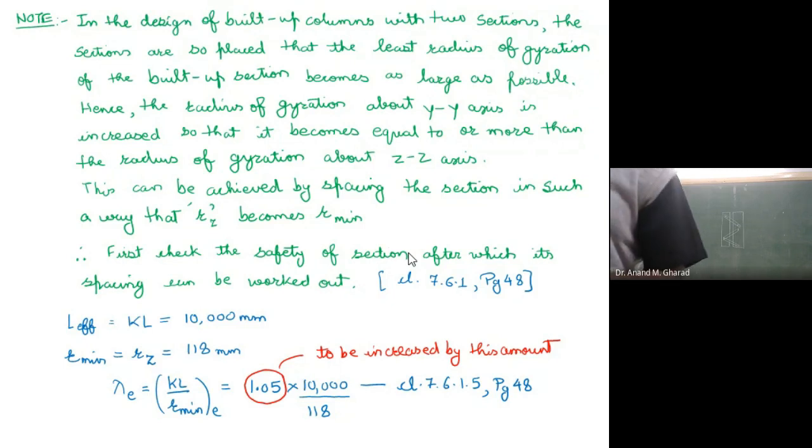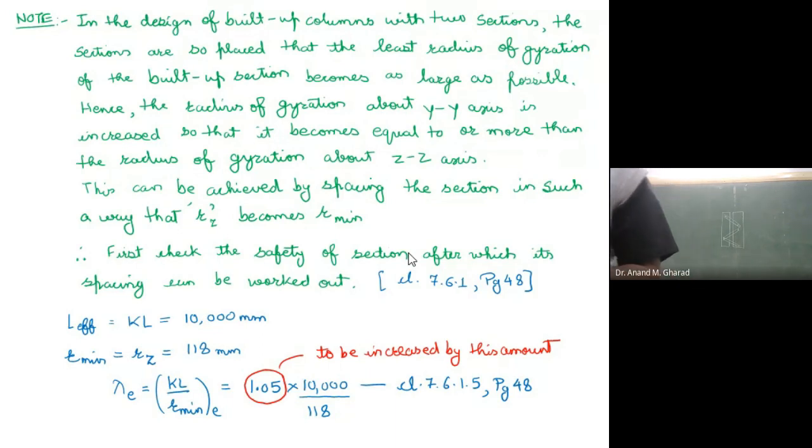Members comprising two main components, laced and tied, should, where practicable, have a radius of gyration about the axis perpendicular to the plane of lacing, not less than the radius of gyration about the axis parallel to the plane of lacing. Okay, meaning of this statement is I have explained you over here. इसका ही मतलब है ry जो है या minimum radius of gyration value जो है, it should be greater than or equal to the r x or the z axis, major axis.